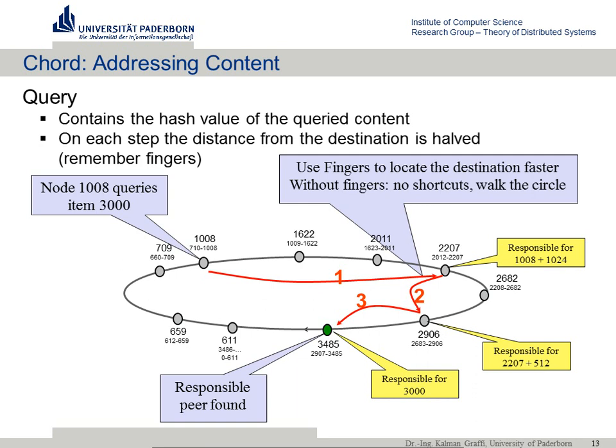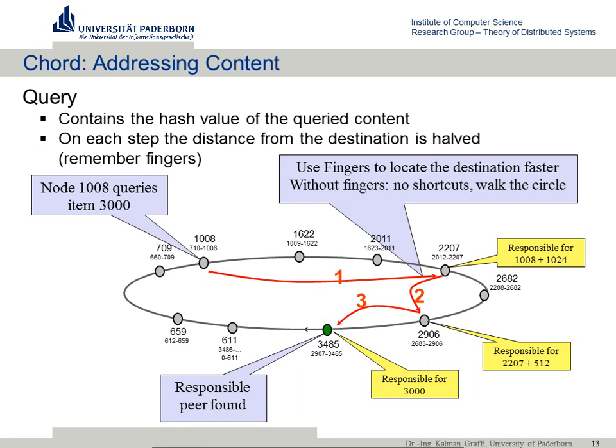And the fingers are also nice because you have them at exponentially growing distances. With every hop, at least the distance to the goal ID is halved. So it's really decreased by a factor of 2. And that's why it's logarithmic, because in every step you halve the distance, and then you get quite quickly to the goal. So yeah, very fine. That's it.